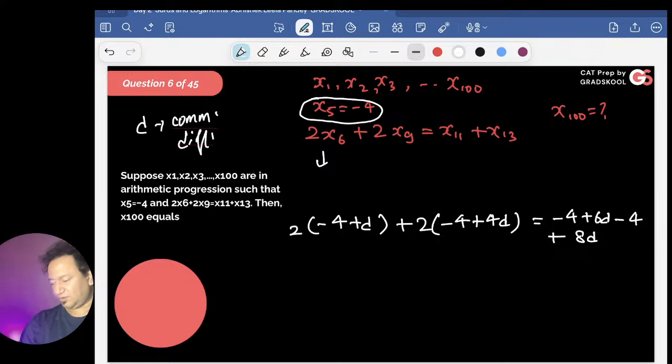Are you doing it like this? Okay, fine. Find the value of d quickly. Don't look at the screen. I'm just doing it. I'm not saying anything.